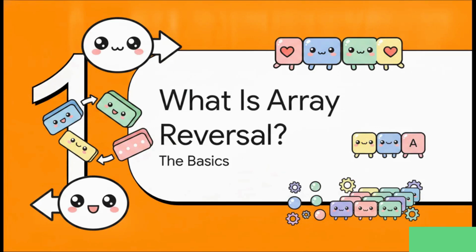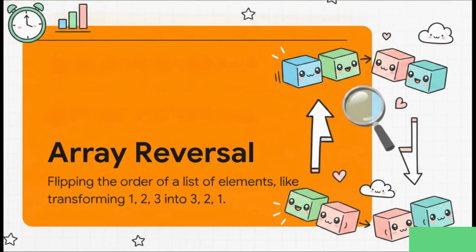Starting with Section 1, what is array reversal? Quite simply, array reversal is just the process of taking a list of elements and flipping their order entirely. So if you've got an array sitting there with 1, 2, 3, 4, 5, reversing it obviously gives you 5, 4, 3, 2, 1. And yeah, while it sounds incredibly basic, mastering this foundational concept is exactly what leads to much more advanced problem-solving skills down the line. We're talking things like efficiently checking for palindromes or setting up really complex sorting algorithms.